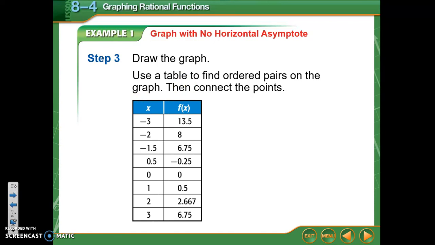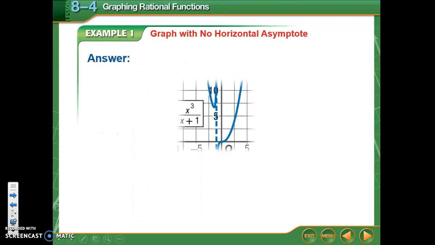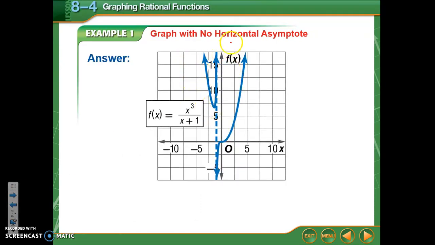So for step 3, basically what we do is we use a table to get ordered pairs around our asymptotes, right? So we know there's an asymptote at x equals -1, so that would be undefined. So I'm going to pick some x values on either side of that and plug into a table of values, and I get this weird looking graph. So here is my line x equals -1. That's my vertical asymptote. There's no horizontal asymptote.